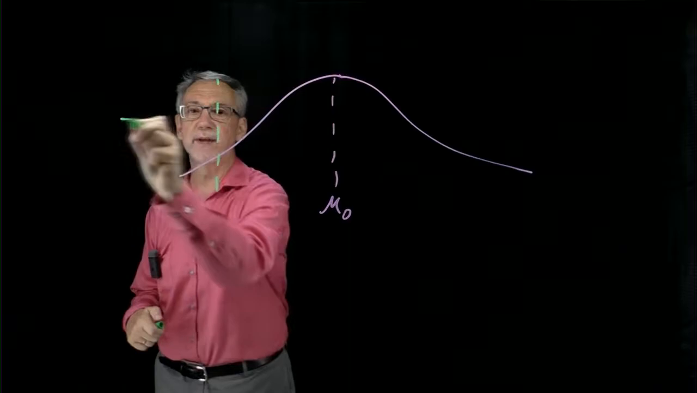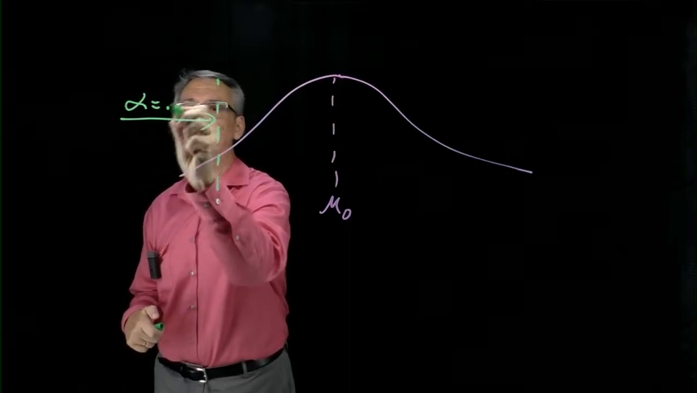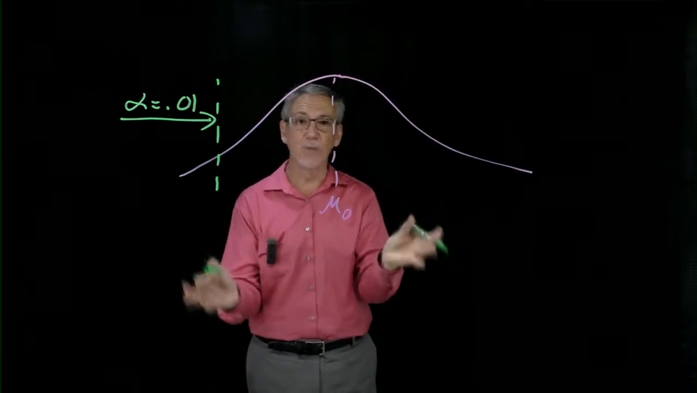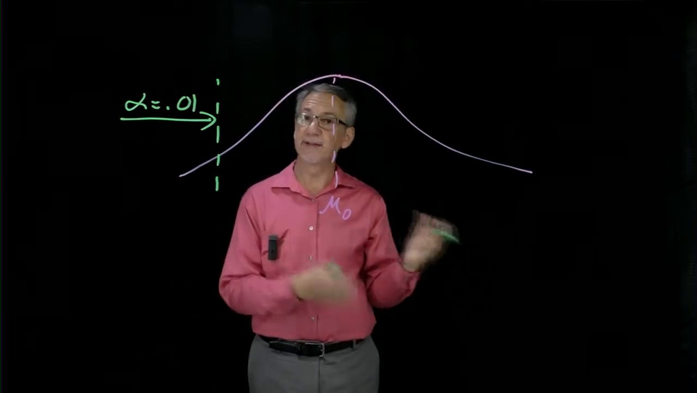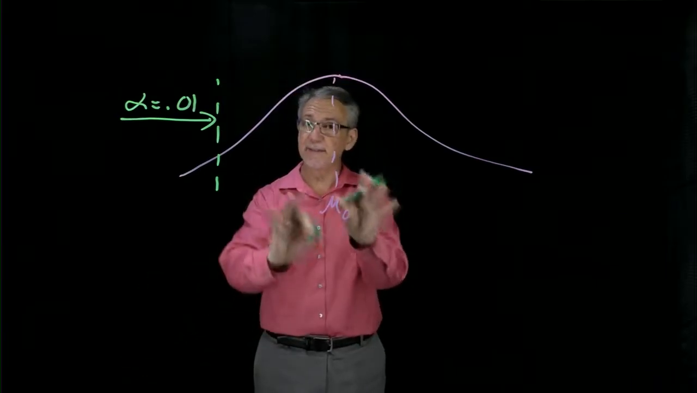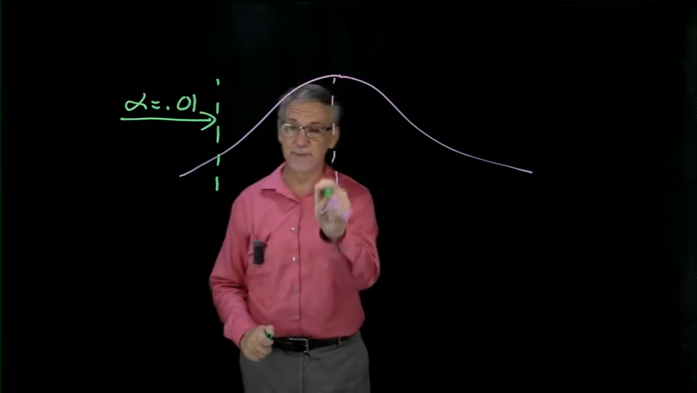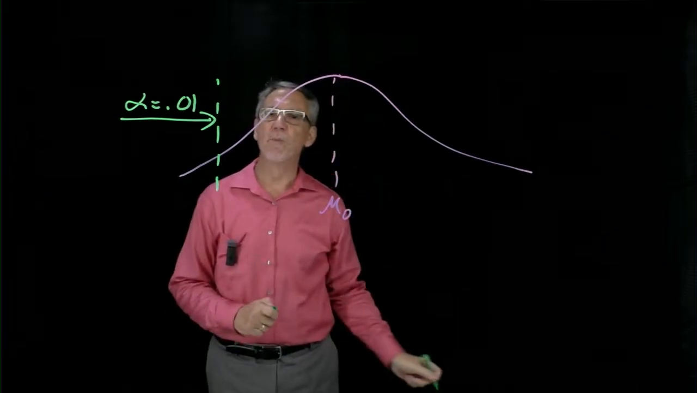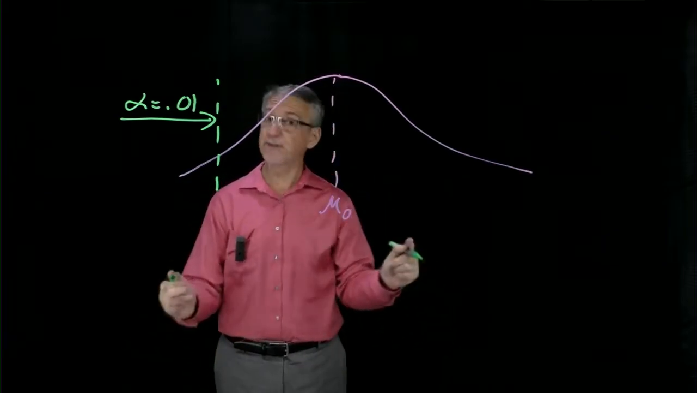Typically we draw some point. I'm going to draw this as alpha equals 0.01. So with a 0.01 alpha, we're saying that we can handle a 1% risk that we will accept the null hypothesis even if it's wrong. That doesn't mean that there's a 1% chance that this particular mu is wrong. It means that if we take 100 samples, 1 in 100 could be wrong. This could be that one.